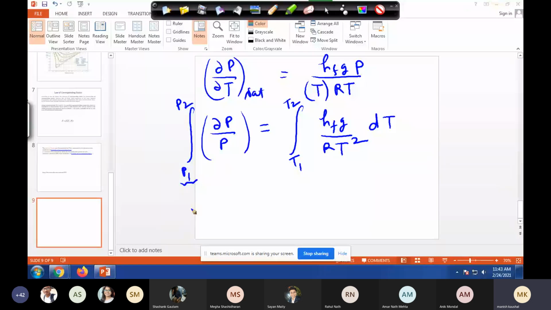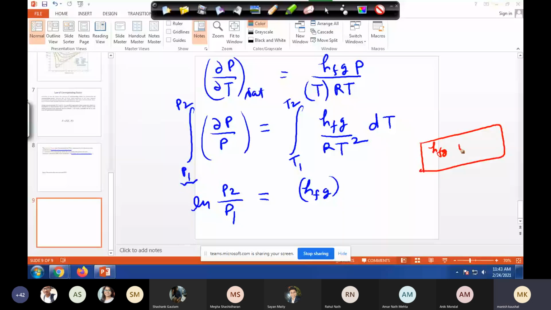So if you do that, it's simply ln P2 by P1 is equal to, now here again you are assuming HFG is not changing with temperature, otherwise you cannot take it out of the integral. So again another assumption, HFG is roughly constant while going from 1 to 2. Okay, so then you can take HFG out. So again other assumption. So remember the assumption, don't use this equation blindly which we are going to write.